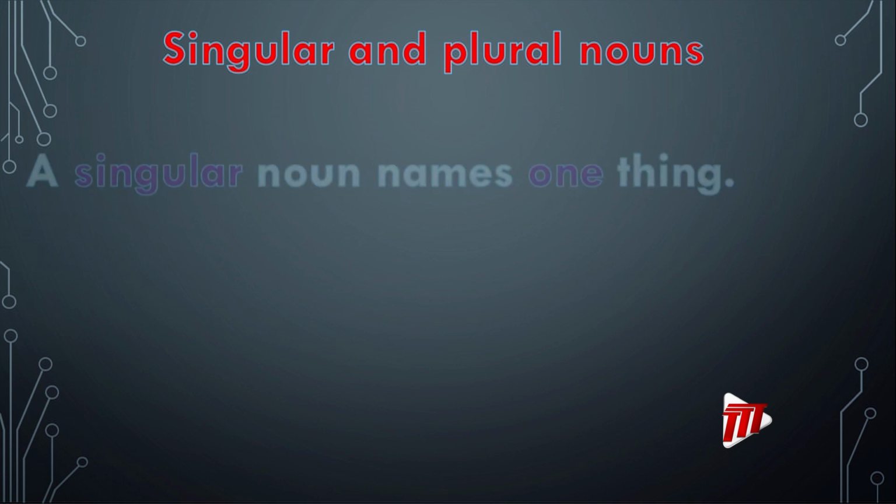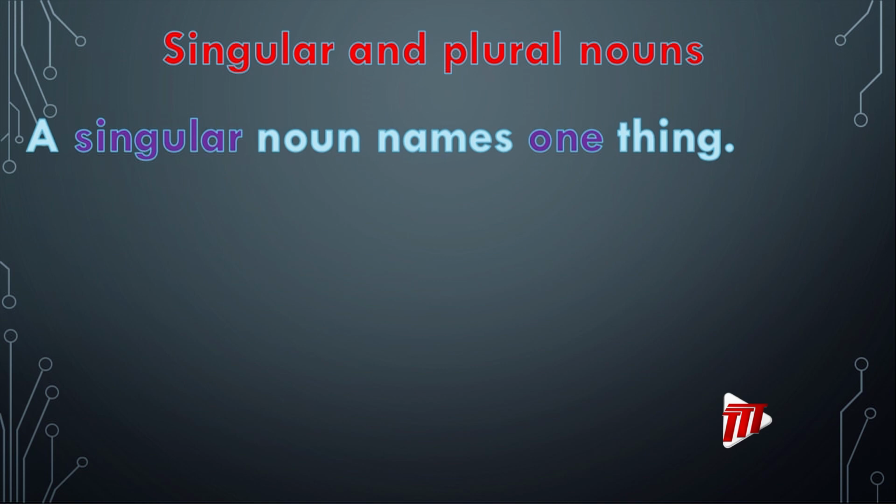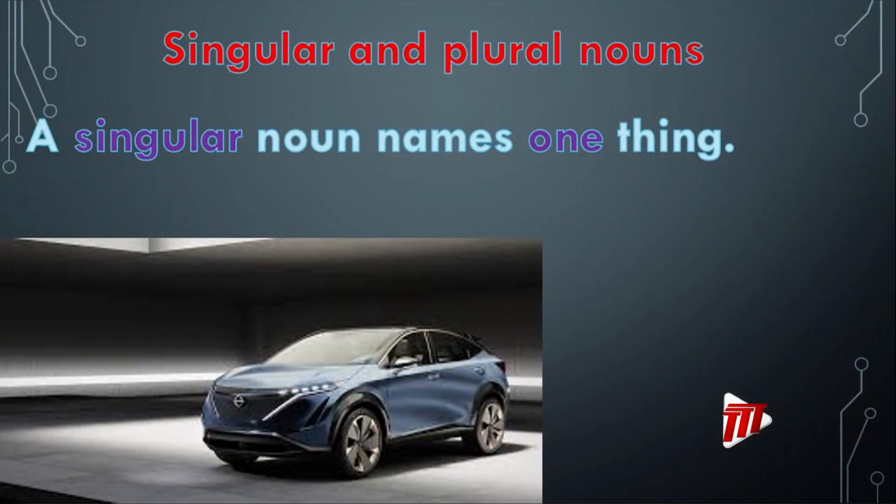Very good. So a singular noun names one thing. So any noun that gives name to one single thing, one thing only, is singular, right? So we have an example here of a picture, and the picture shows a car, one car. And the noun for that would be the word car. So that noun, that word, is singular because it refers to only one thing. So you have one ball, it's singular.